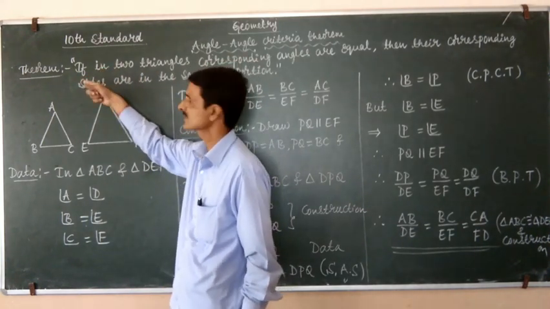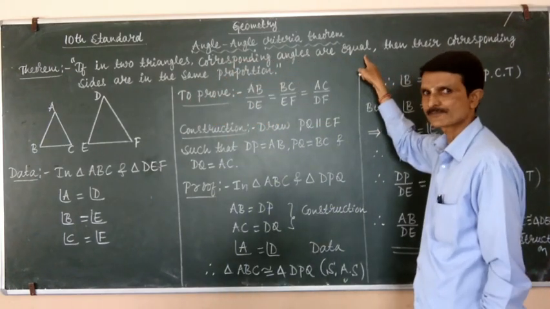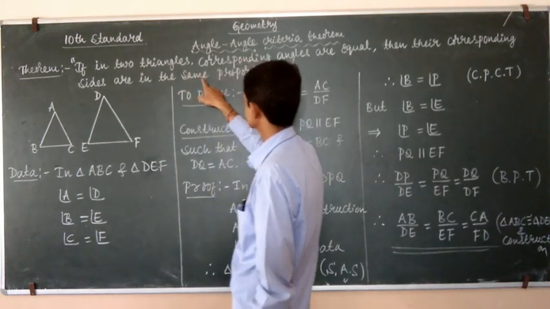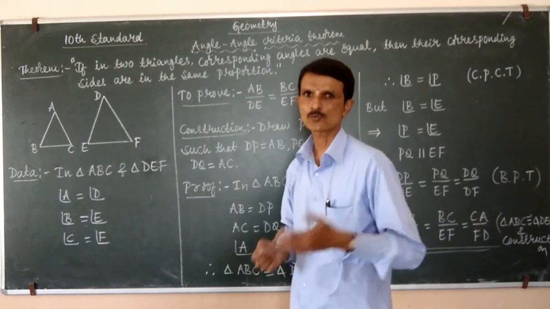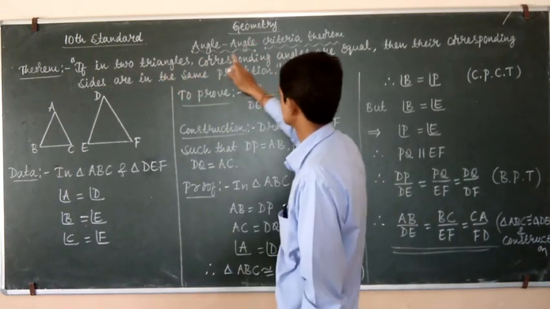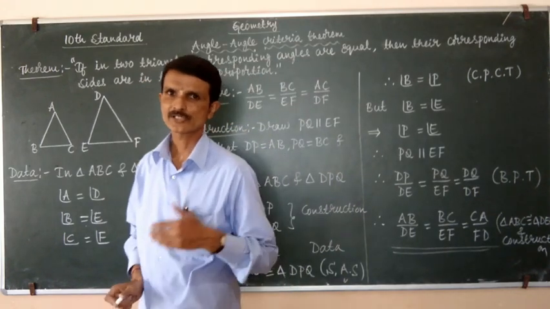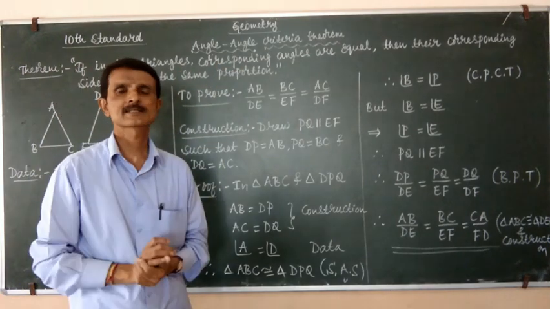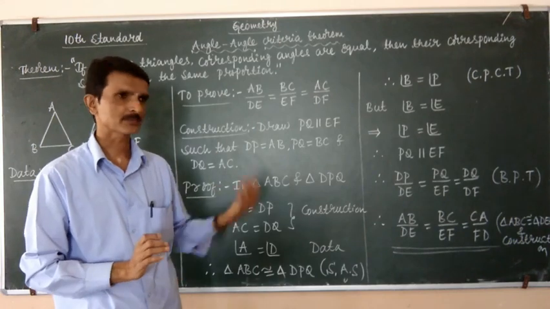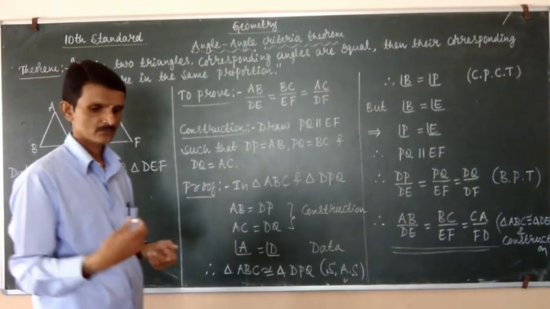The statement of this theorem is, if in two triangles corresponding angles are equal, then their corresponding sides are in the same proportion or in the same ratio. Observe the statement. So by taking the corresponding angles, we are going to prove the ratio of the corresponding sides are equal, or the proportion will be equal. So now, by using this statement, we are going to prove the theorem.